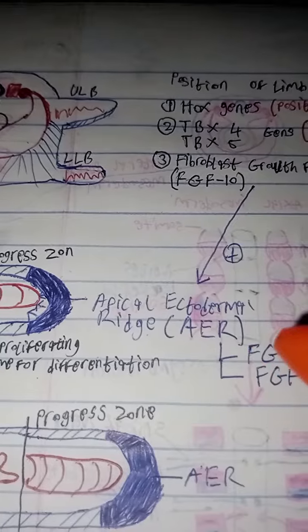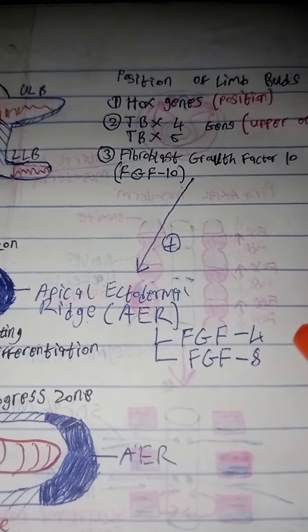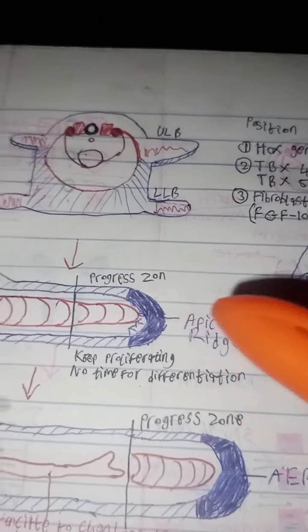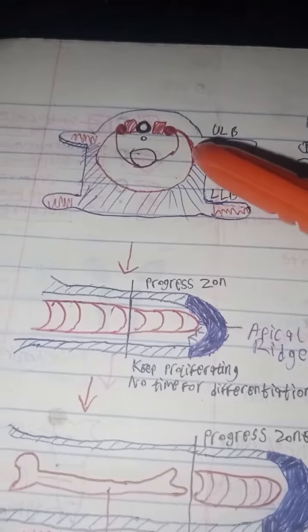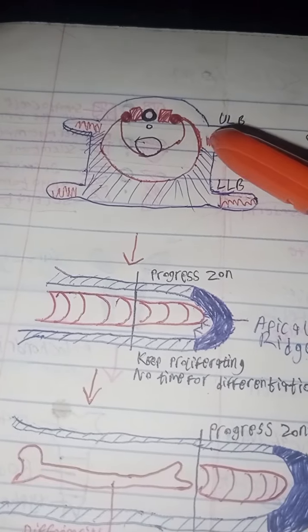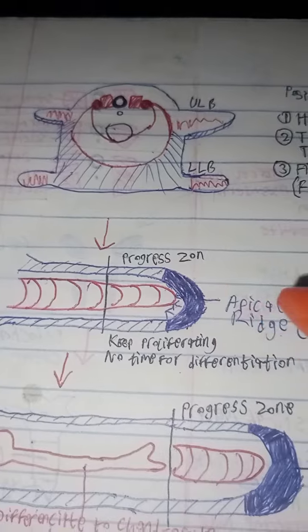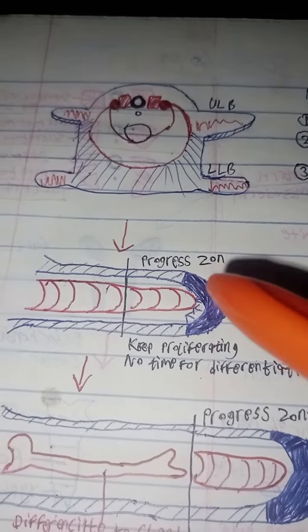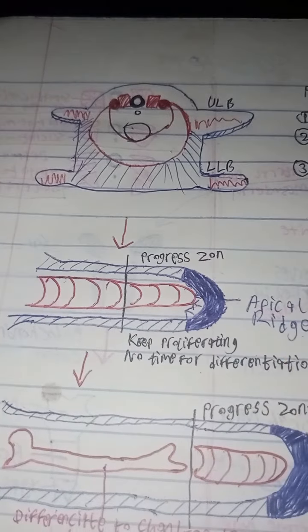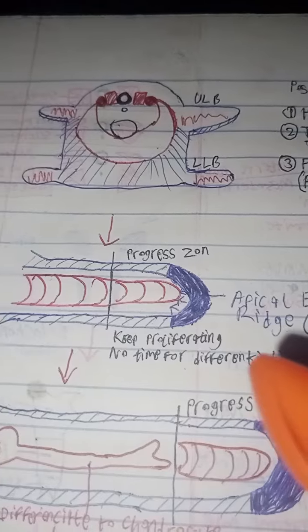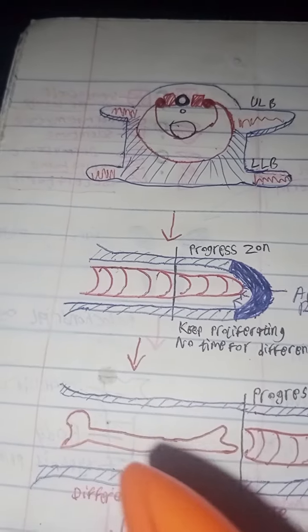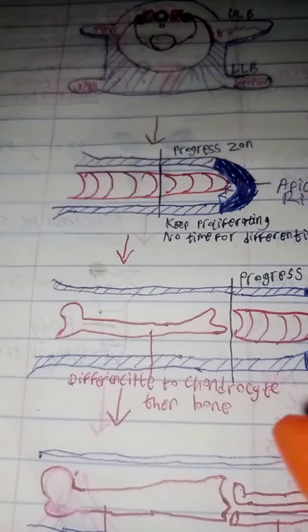This AER will also produce fibroblast growth factor 4 and 8. Now, what this 4 and 8 does is to tell this mesoderm to proliferate into limb bones. So we have it proliferating here. Now, close to the AER, we have the progress zone. So what happens here is they keep proliferating with no time to differentiate. So the ones behind the progress zone will begin to differentiate, first of all, into chondrocytes and then bone.